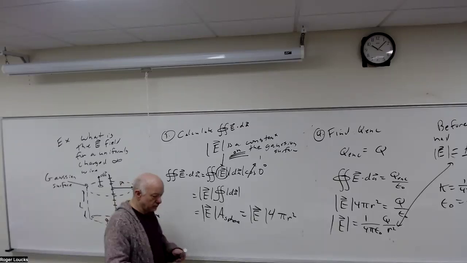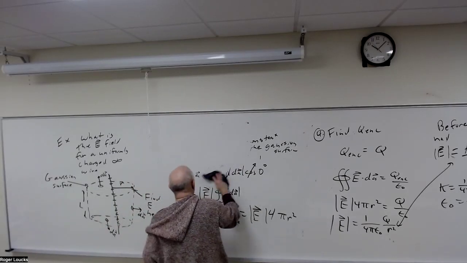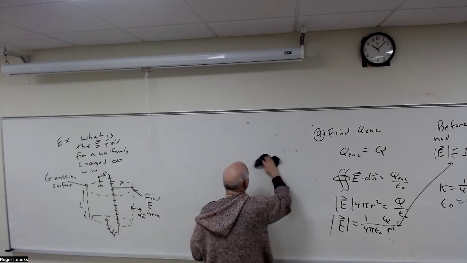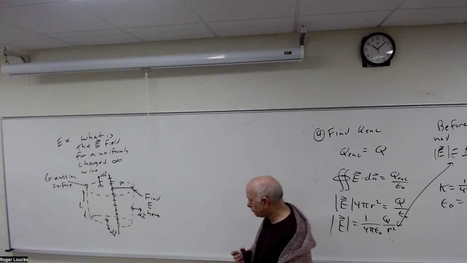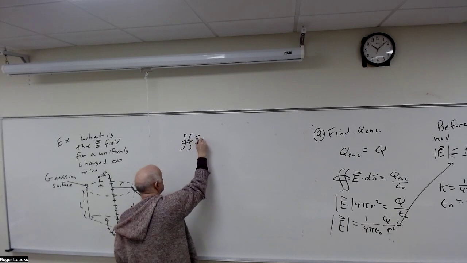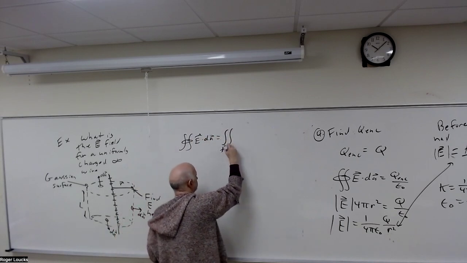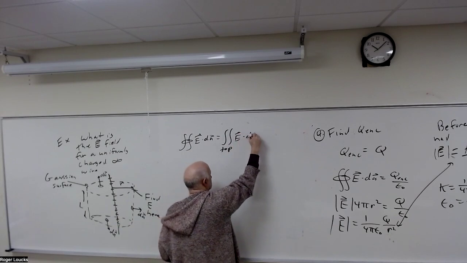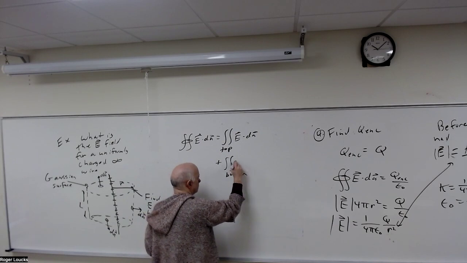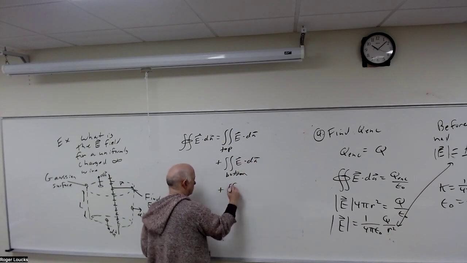So I do my little thing here. I put dA here on the top, flux on the top, and I have flux on the bottom, and flux on the sides.